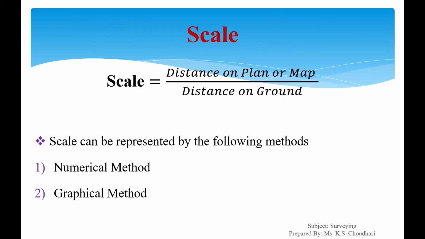So, in short, we can say that scale is the ratio of distance on plan or map to the distance on ground. For example, 1 centimeter on paper represents x meter on ground. Scale can be represented by the following methods. Number 1, numerical method, and number 2, graphical method.